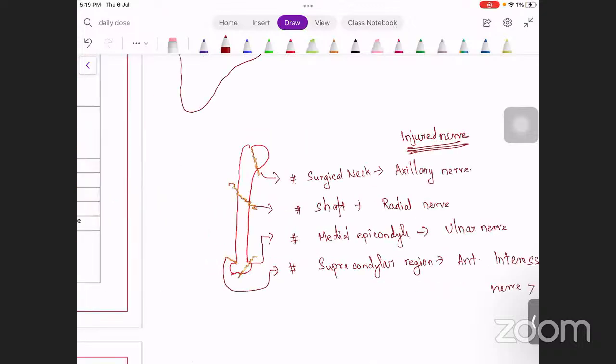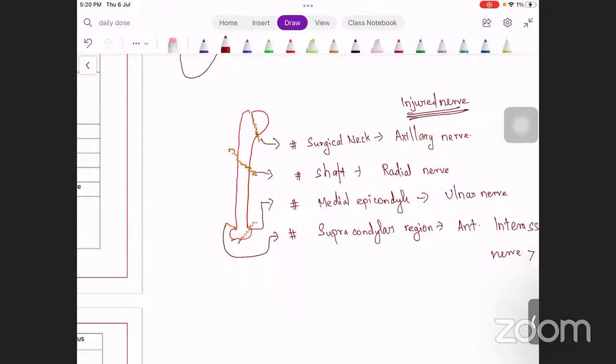You have to know what is the weakest point of humerus. Everybody faster. What is the weakest point of humerus? Which is the surgical neck. Very good. And fracture at the surgical neck will cause injury to what nerve, people? Type faster. Axillary nerve. While fracture at the shaft of the humerus will lead to radial nerve, the medial epicondyle would lead to ulnar, and the supracondylar fracture could lead to anterior interosseous nerve. Okay, this is all about the humerus, people.